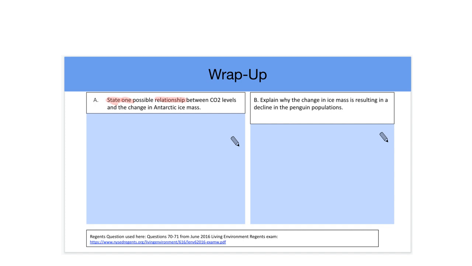So let me start the sentence for you. You could say something like, as CO2 increases, Antarctic ice mass... You complete the sentence and then come back to the video. Correct. Antarctic ice mass decreases. So that means this kind of relationship is a negative relationship, and you can also use it as your answer. Let's go with B.